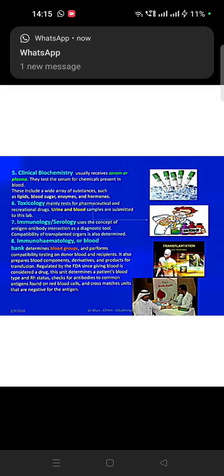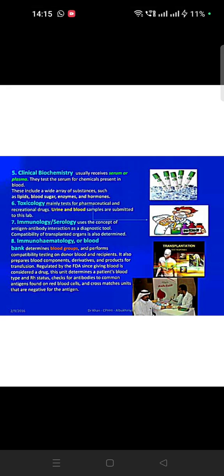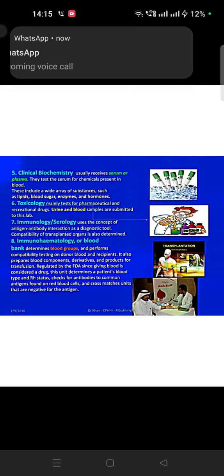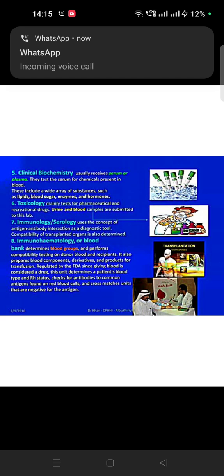So it includes wide substances, meaning blood sugars, enzymes and hormones, they will find. Toxicology means pharmaceutical and recreational drugs, with urine and blood samples. Immunology and serology: here antigen-antibody reactions are the diagnostic tool. Here the compatibility of transplant organs they will determine. Any organ donations they will also determine.